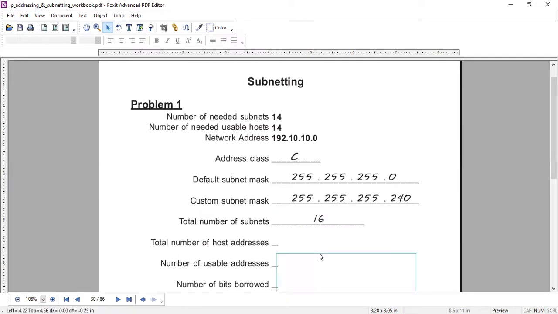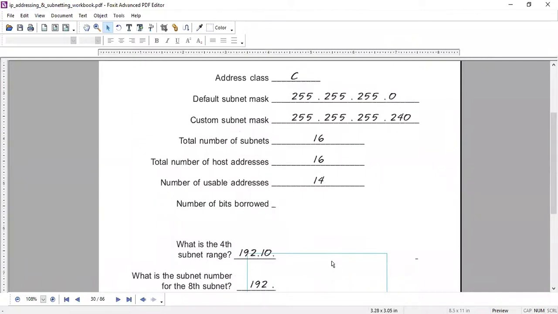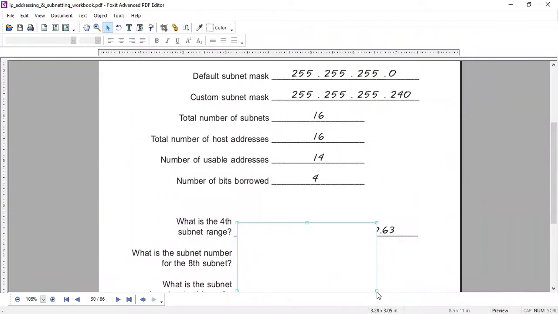The total number of hosts you are getting is 16, because 4 bits means 2 to the power 4, which is 16. For the number of usable addresses, you have to subtract the network address and the broadcast address. You have to remove them. So the number of usable addresses is 14. How many bits have you borrowed? 4 bits. Is that correct?